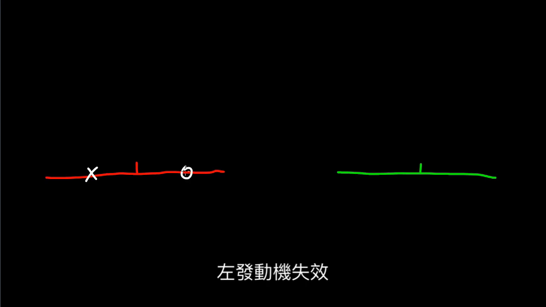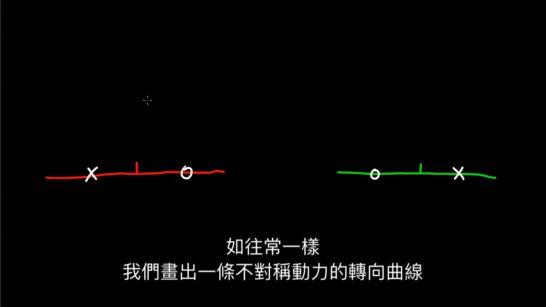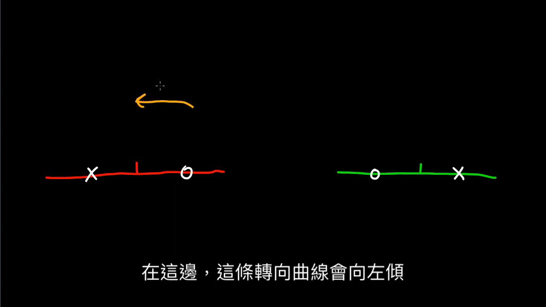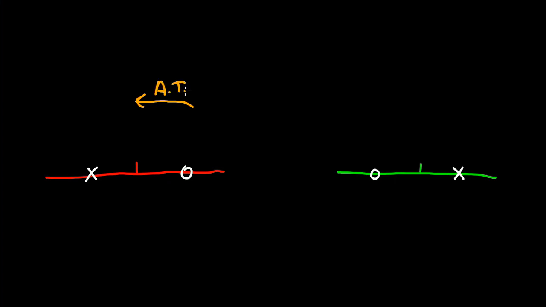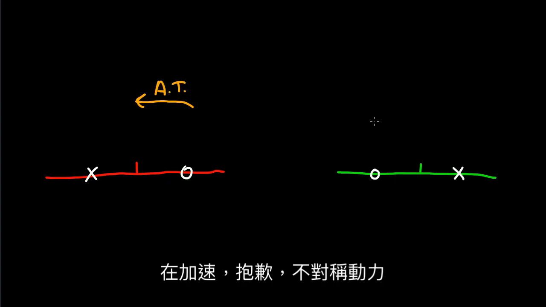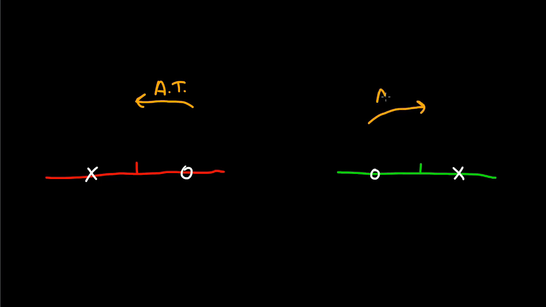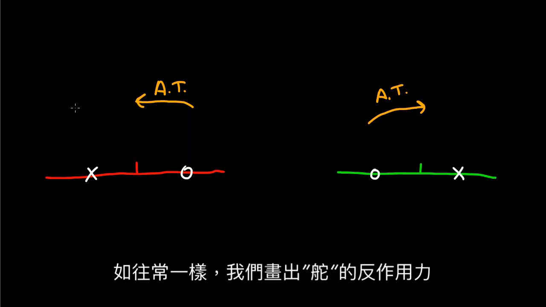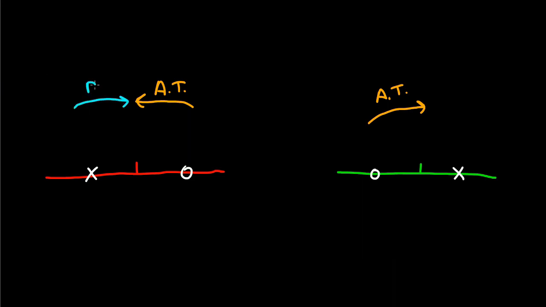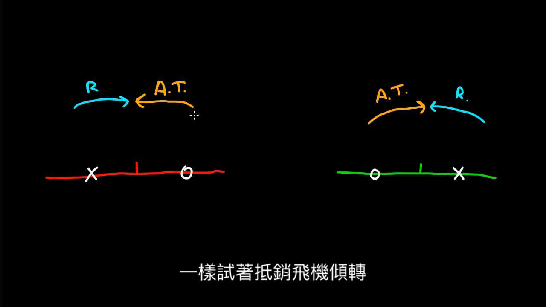We'll give them an engine failure, the standard. Left engine fail and right engine fail. As always, we'll draw asymmetric thrust, the turning tendency, in this case trying to roll this airplane to the left, and asymmetric thrust trying to roll this airplane to the right. As always, we'll draw the rudder trying to stop this airplane from rolling, and we'll draw the rudder trying to stop this airplane from rolling.